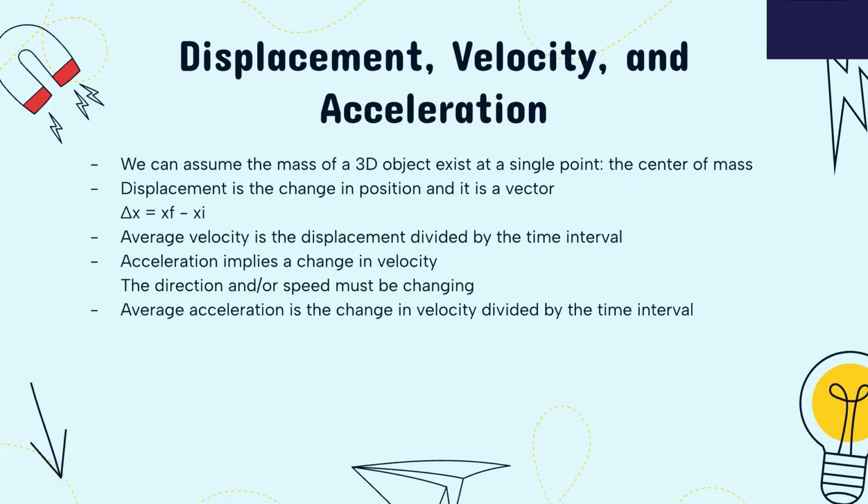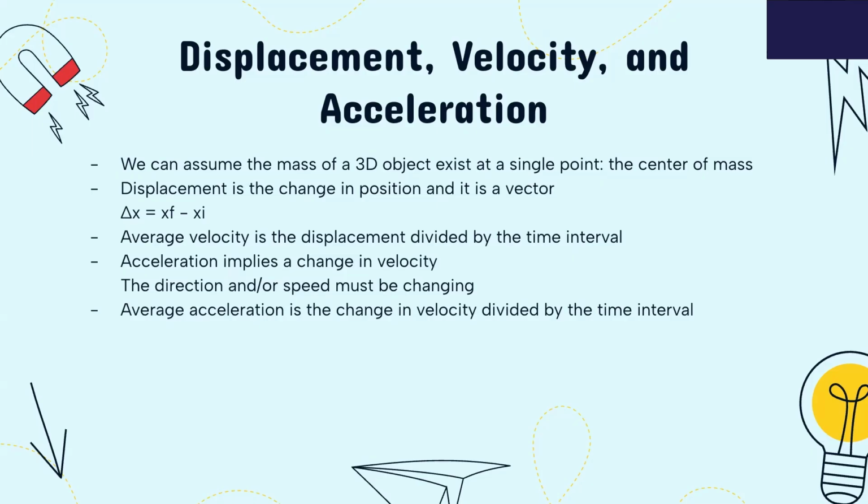Okay. So now we're going to go over displacement, velocity, and acceleration. So we generally assume that the mass of a three-dimensional object exists at a single point, which is the center of mass. And the displacement is the change in position of an object, and it is a vector. So that's just x final, position final minus position initial. Also note that the average velocity is the displacement divided by the time interval it took to complete that displacement. So the distance traveled doesn't matter, it's just the final position minus the initial position.